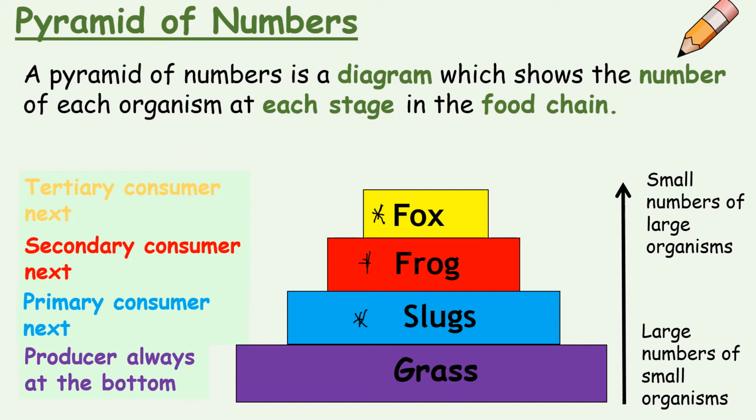So you can see that in the pyramid, the higher the number of organisms there is, the wider the base. So for example, the grass stage has a wide base, and then it gets smaller with the slugs, and smaller with the frogs, and smaller with the foxes. So that means that there's lots and lots of grass, followed by fewer slugs, followed by fewer frogs, followed by fewer foxes. So that is how you would draw a pyramid of numbers.